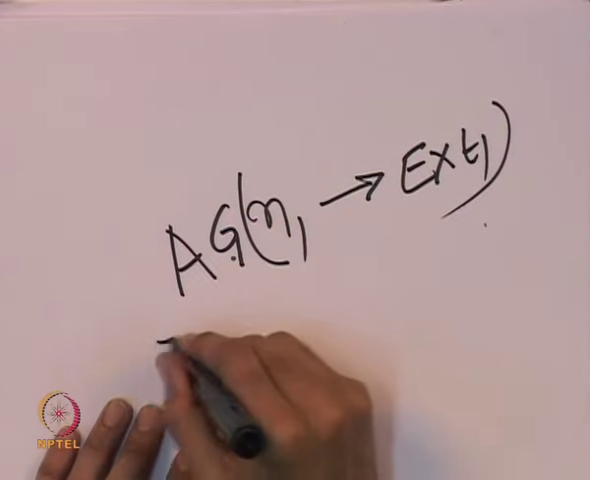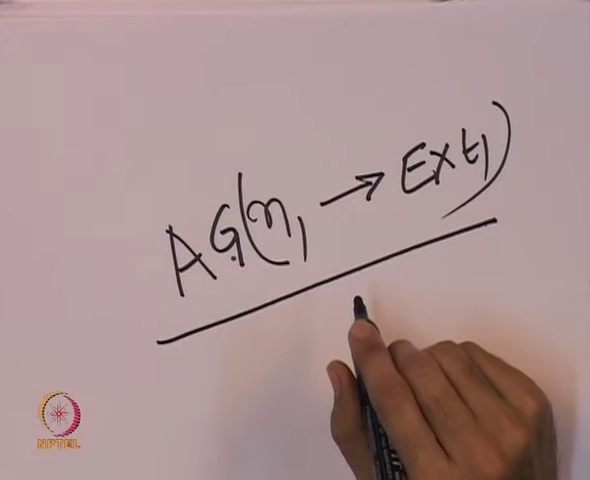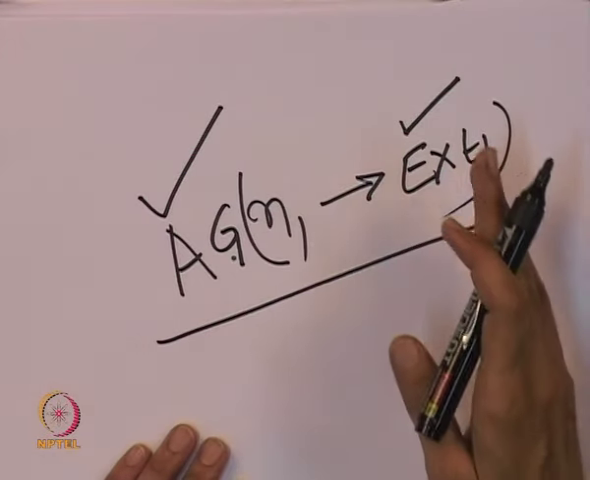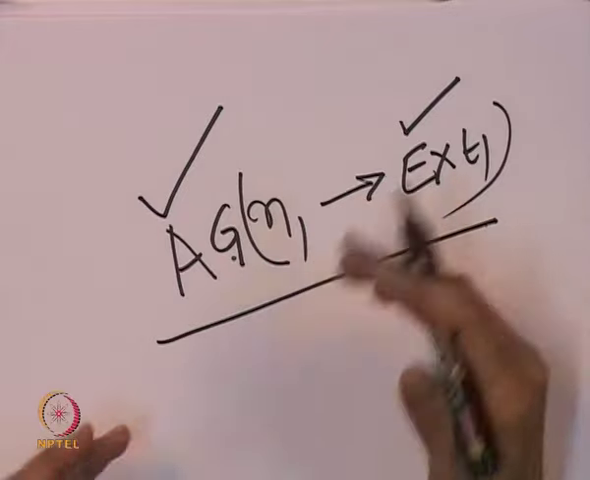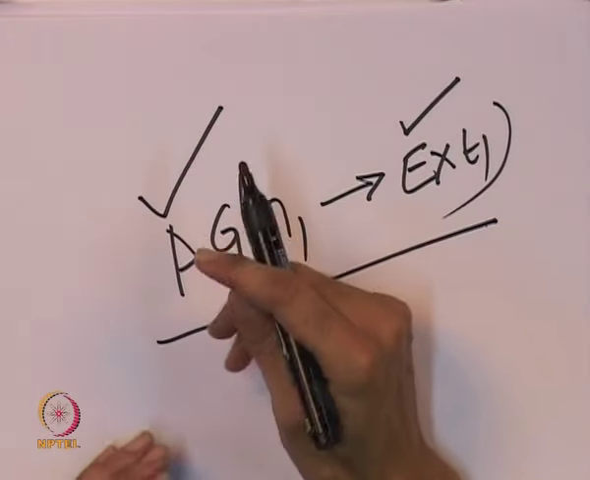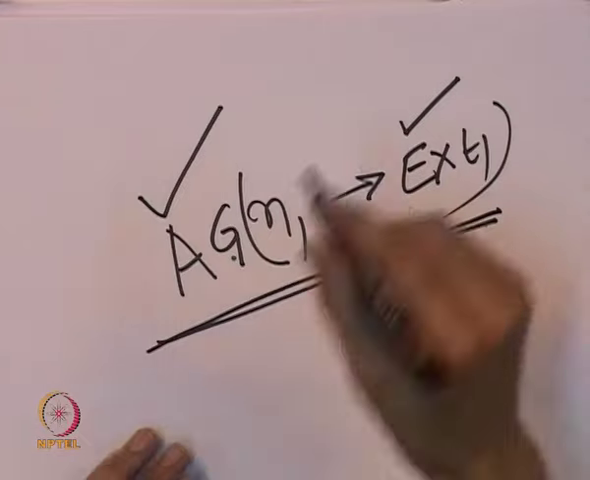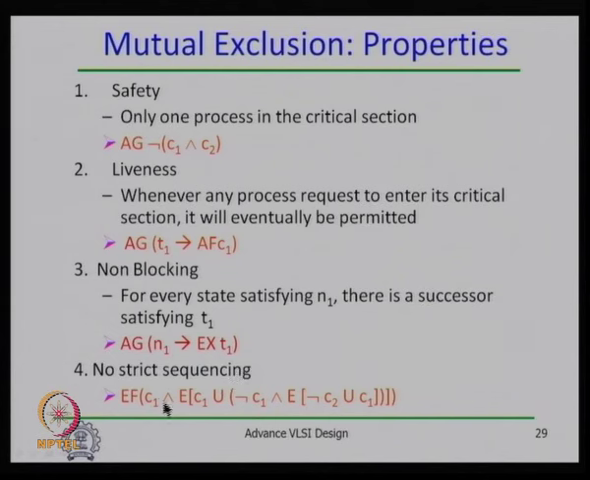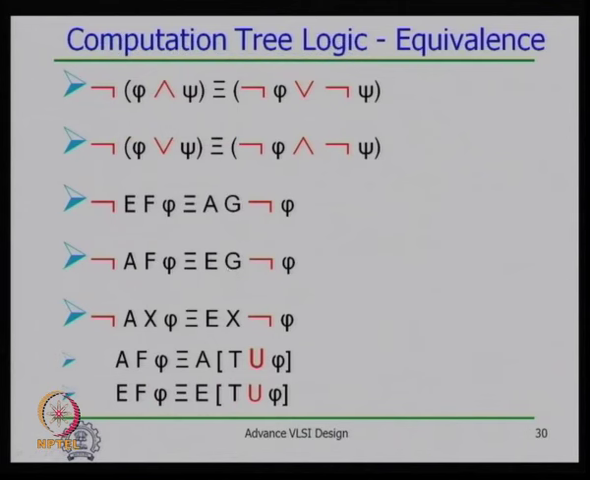Now why were we not able to specify this in LTL? Because here we need an existential quantifier and a global quantifier. If you need only existential, in that case your negation can help you. But now you want to select a path from a set of paths. That is why you cannot specify it. In the same way, the no strict sequencing property you can also define by converting this into the existential quantifier, because earlier this was defined as the negation of the property. Okay, so if you look at this, all these properties will pass.